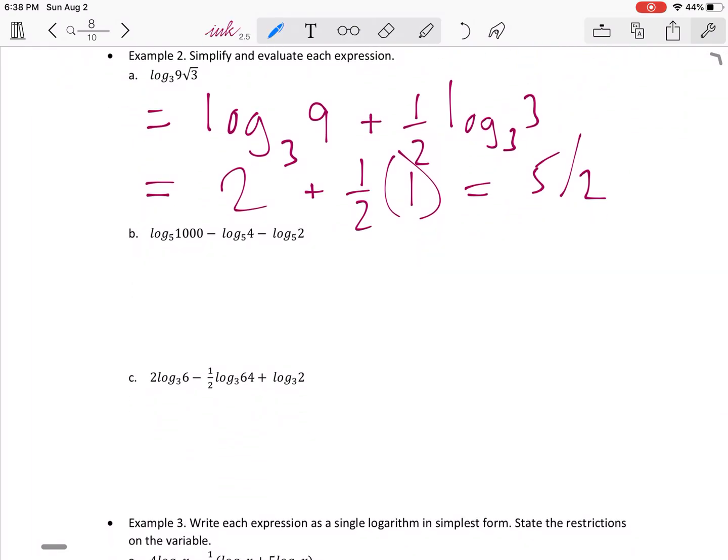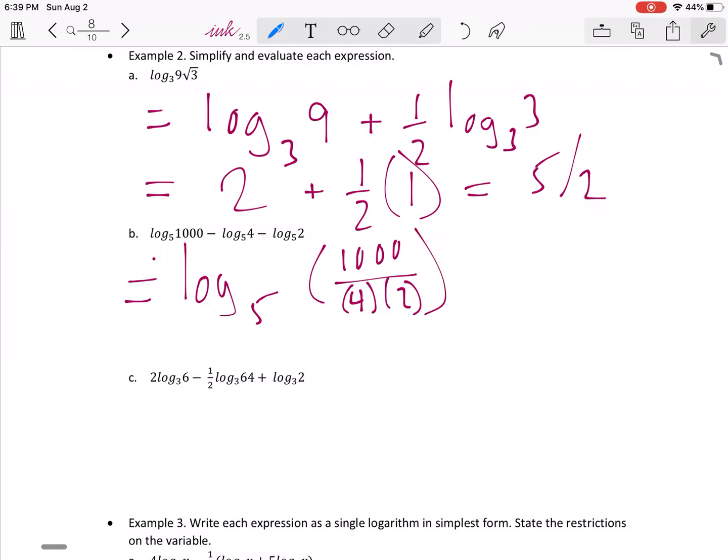Okay, next one here. You see how we have the subtraction. So there's a couple ways you can do this. You could go through each of those three separately, or if you want, you can combine these. So what you have here basically is the log base 5 of 1,000 over 4 times 2.